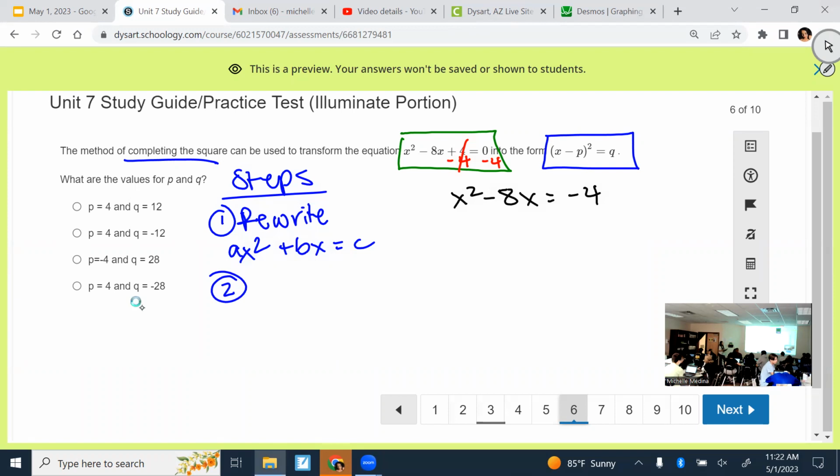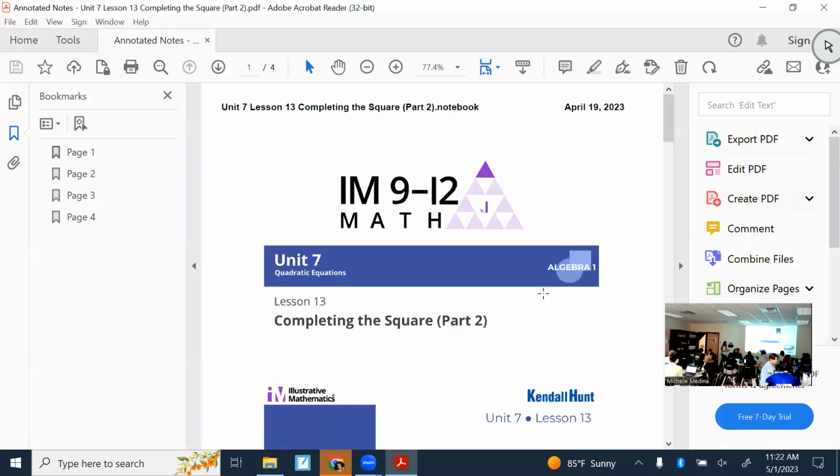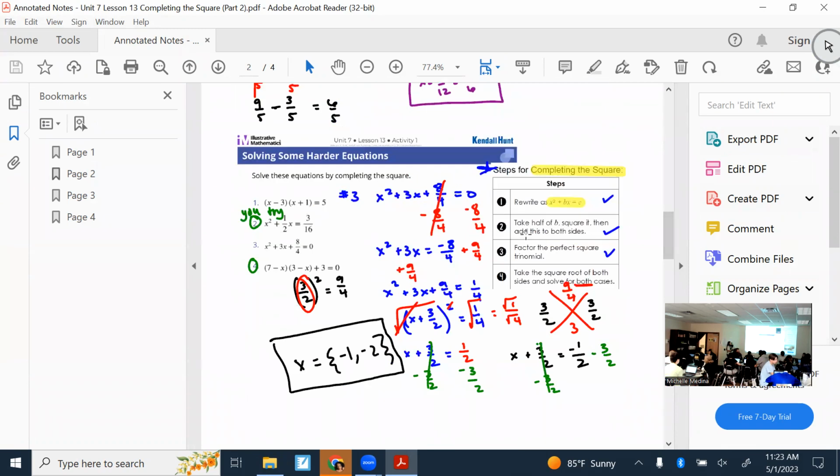Take a gander at our notes then. That was lesson 13 or 12. We wrote the steps down in both. Completing the square. Here they are.